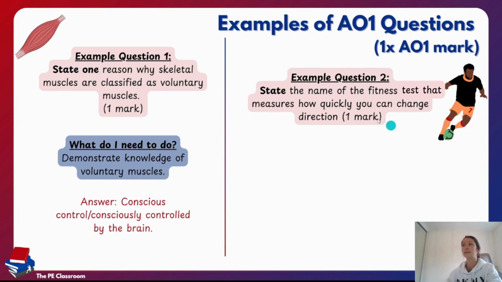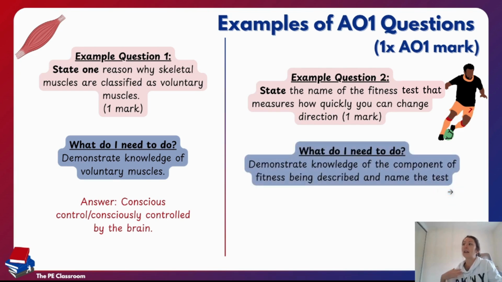And similarly to this, state the name of the fitness test that measures how quickly you can change direction. Again, you are just stating, demonstrating that knowledge of the component of fitness that's being described in that statement. So you'd have to identify what component of fitness it is and then name the test for it. And again, the answer, nice and simple, Illinois agility test. Okay, so yeah, nice and easy, and that's just worth 1 mark.